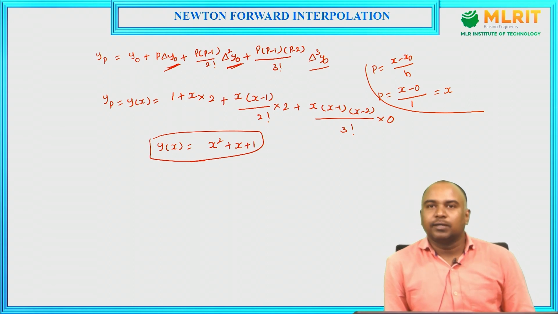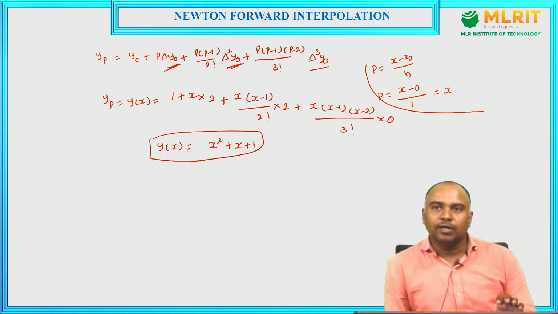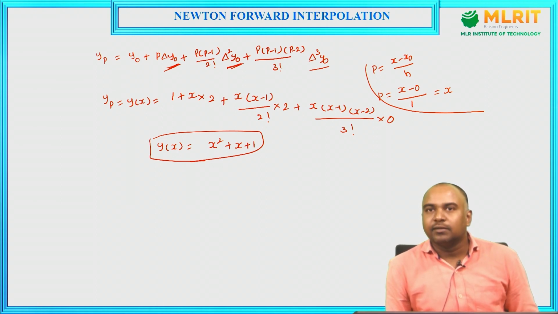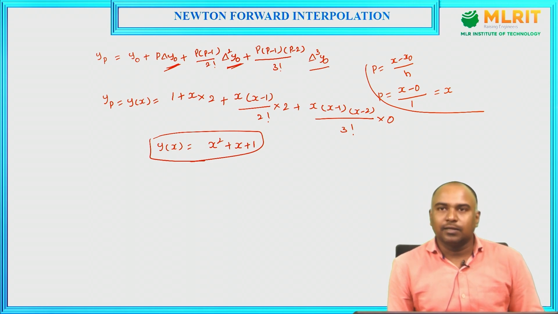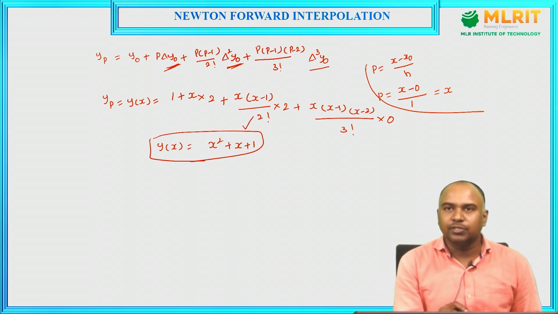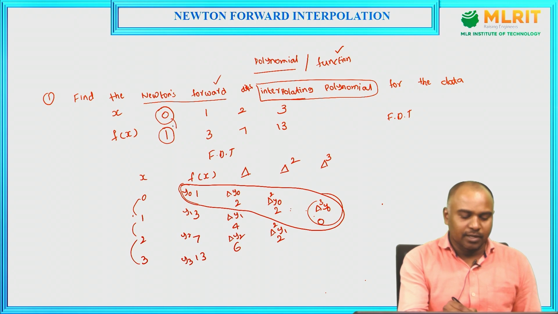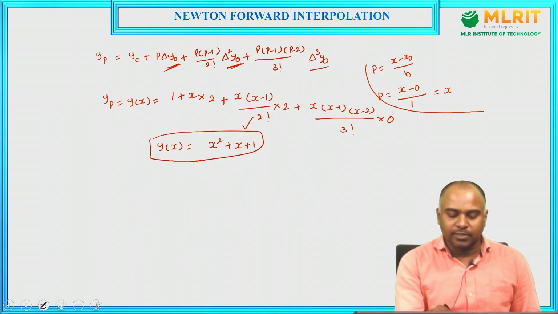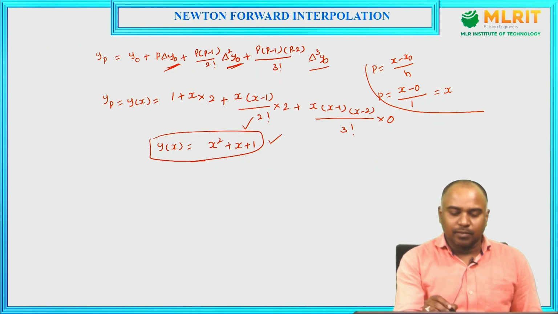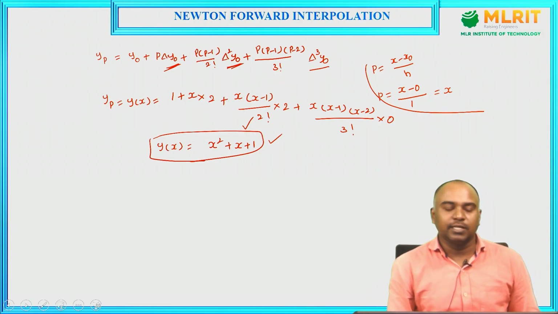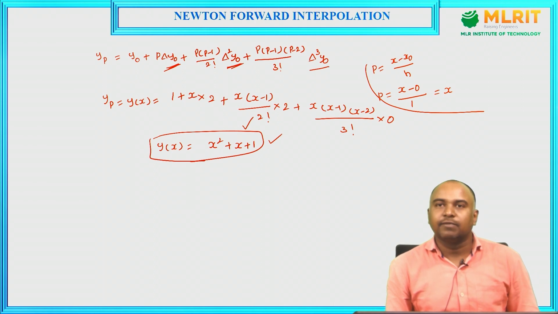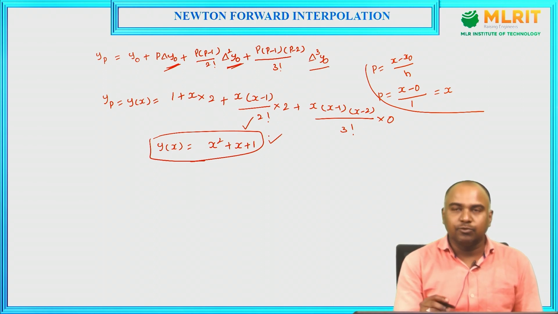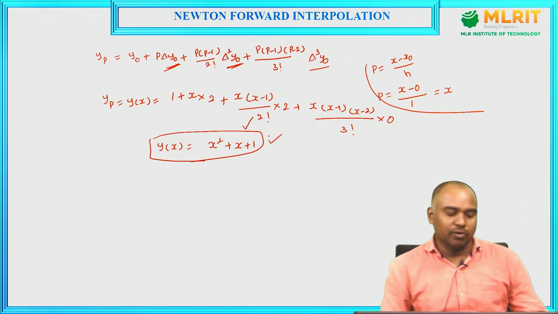So the Newton forward formula has two kinds of usage. One is where we find the unknown value which lies at the beginning of the table. The other usage is finding the polynomial. Once you know the polynomial, you can substitute x equal to 0 and get the y value. Even where the data is provided for only a few values, we can still find the value outside the table. That is the usage of finding the interpolating polynomial.